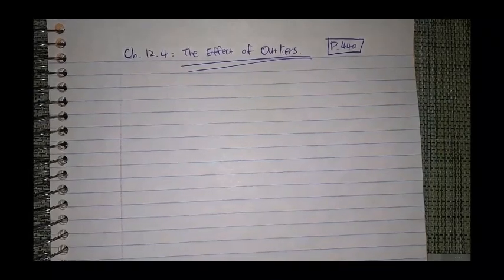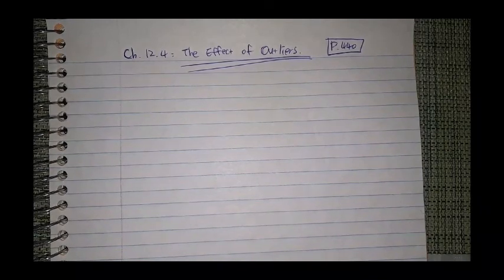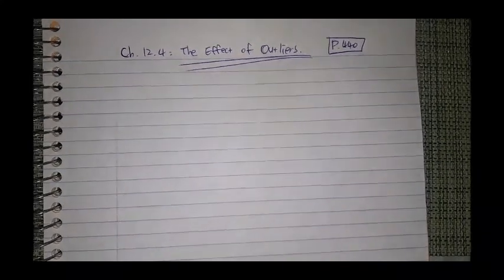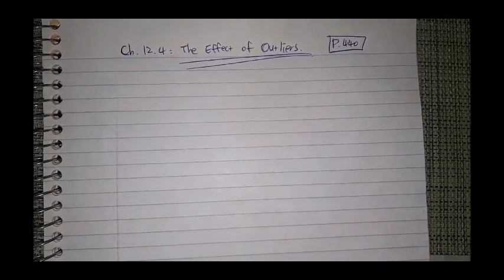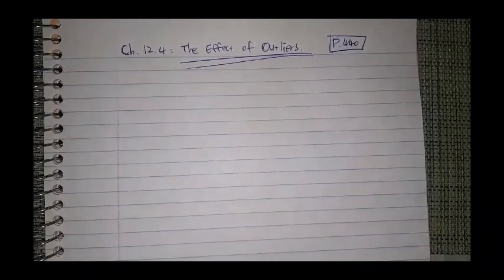Welcome back, Math 7. Today's lesson is chapter 12.4. The title is The Effect of Outliers, and the page is textbook page 440. So, first things first.